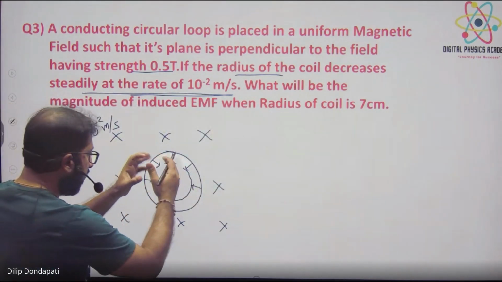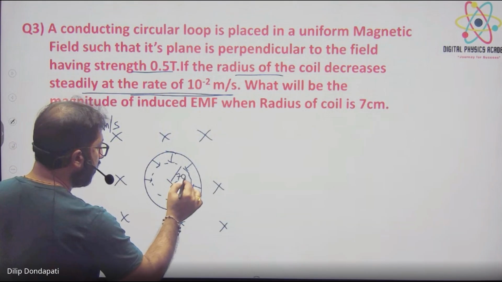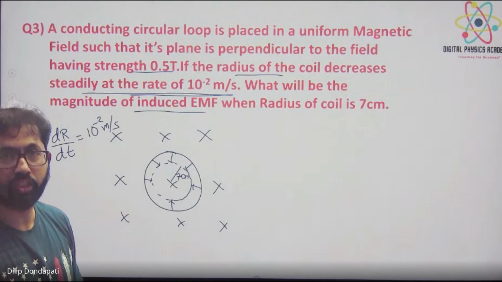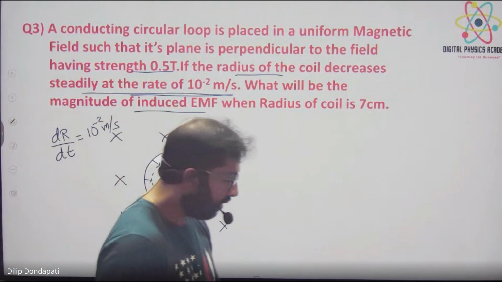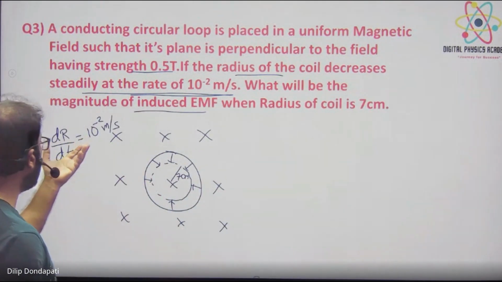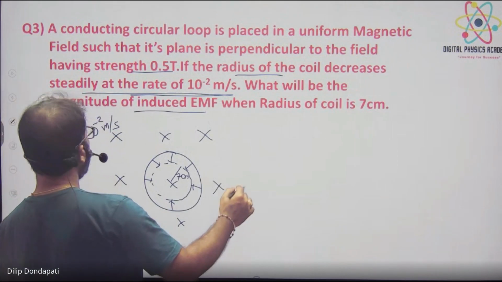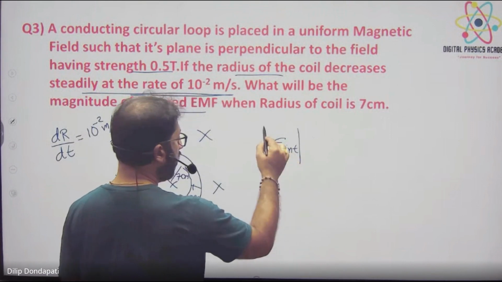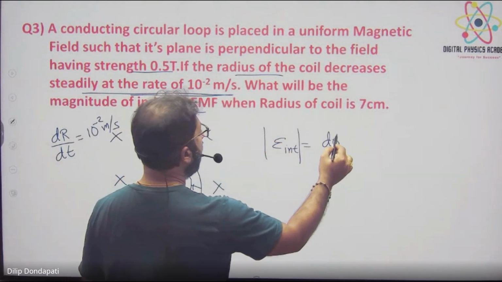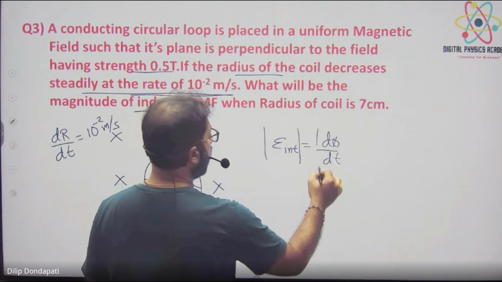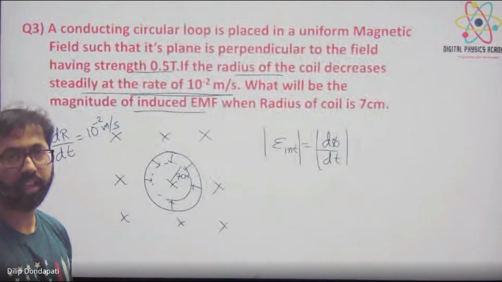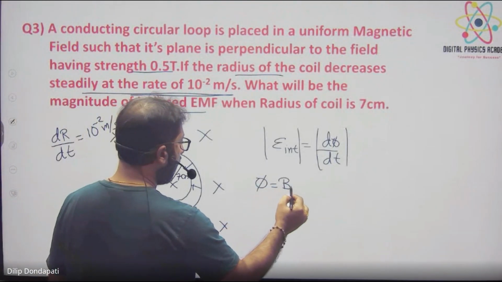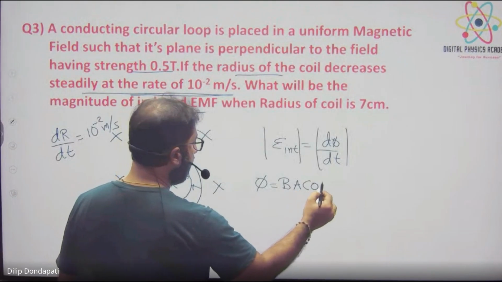As the radius decreases and reaches 7 centimeters, what is the induced EMF at that time? Induced voltage is how much? Since we know dr by dt, we have to differentiate. He's asking the magnitude of induced EMF, so which law will we use? Faraday's law: mod of induced EMF is equal to d phi by dt, mod. So we need the flux compulsorily. What is the formula for flux? B A cos of the angle. What is the angle?